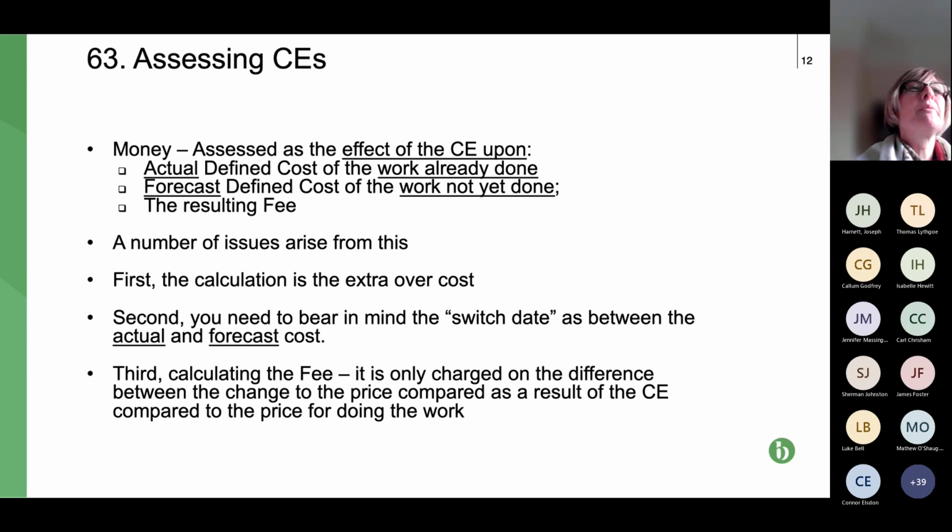So therefore, those two elements. And then when we have those costs, you put on the resulting fee. So the fee is a percentage, which is basically overhead and profit. Now, for subcontractors and contractors, the fee percentage goes in the contract data part 2.